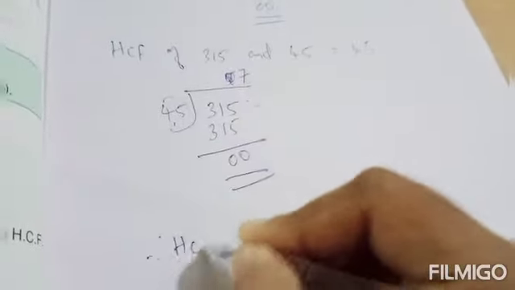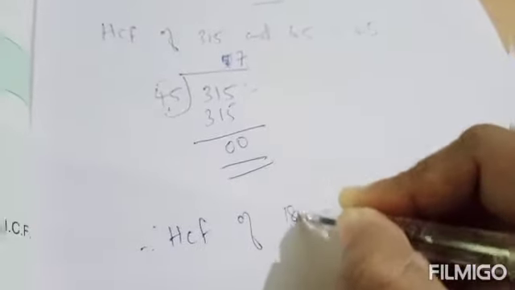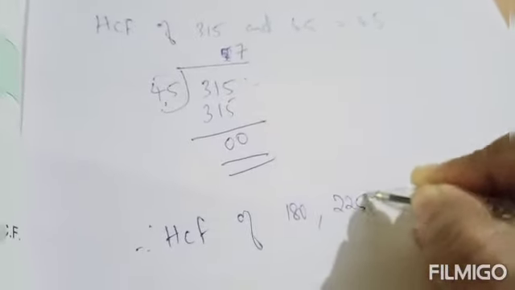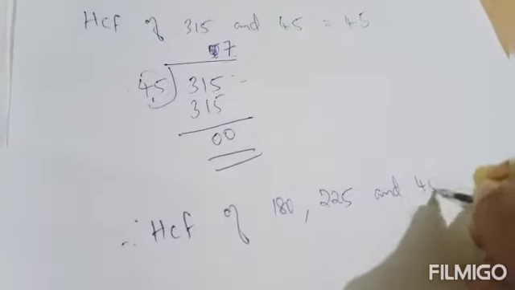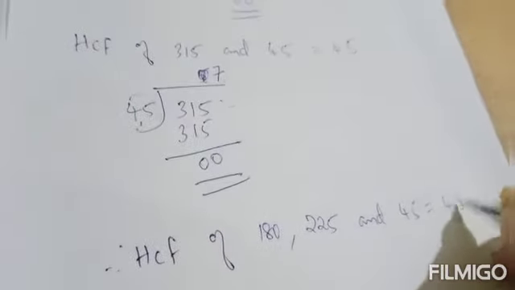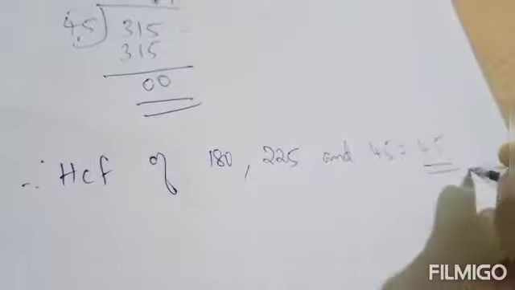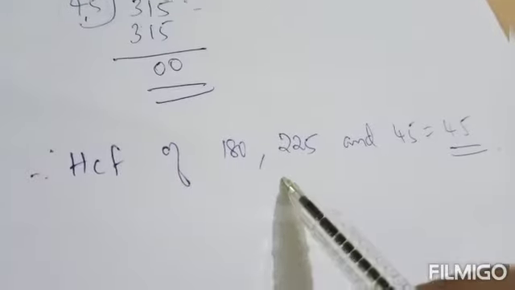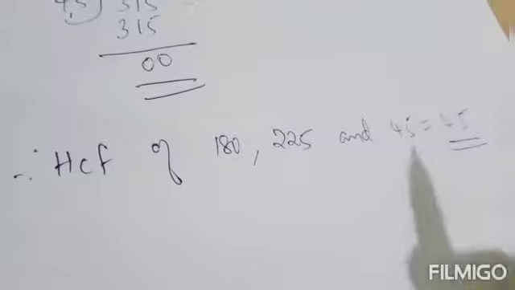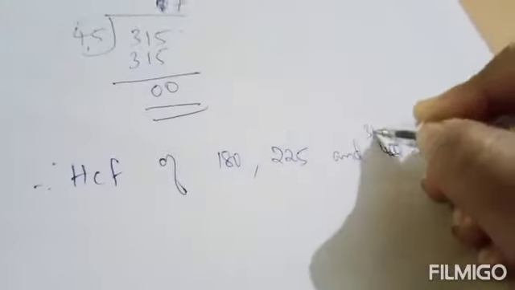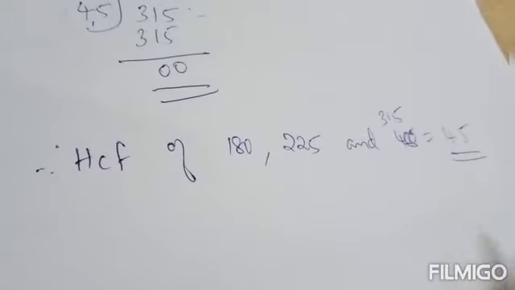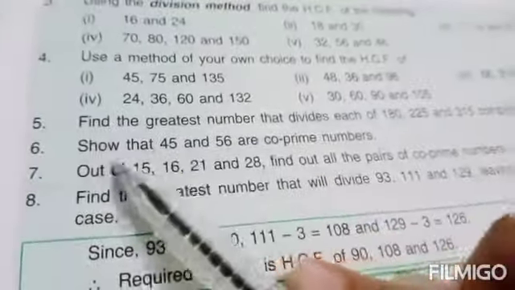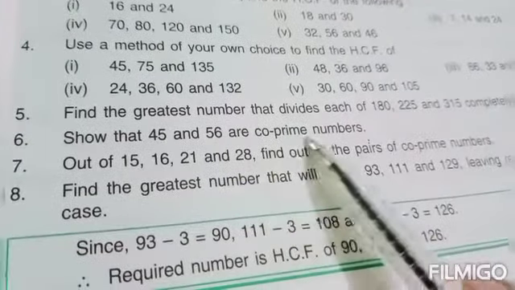Therefore, the HCF of 180, 225 and 315 is 45. In the second step, you got the HCF 45, so the answer will be 45 only. Sixth question: show that 45 and 56 are co-prime numbers.